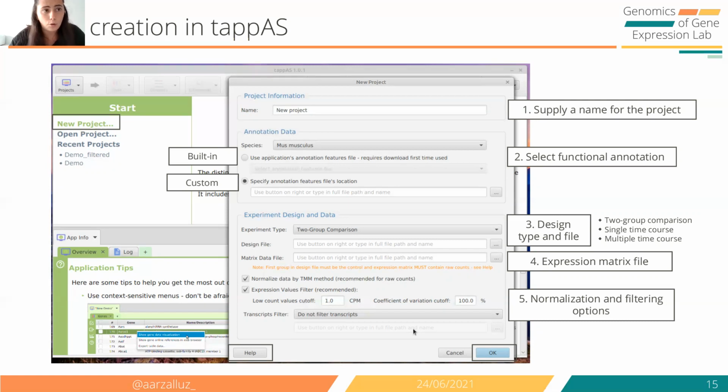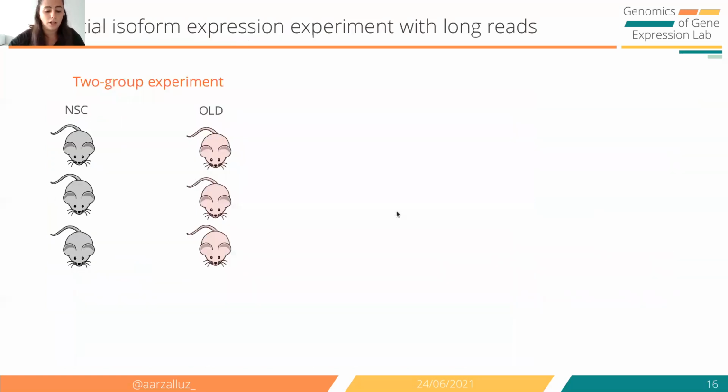We very often get questions as to how to obtain some of these inputs, particularly the isoform expression matrix and the annotation file. And I just wanted to very quickly give you an overview of how we work with differential isoform expression when it comes to long reads.